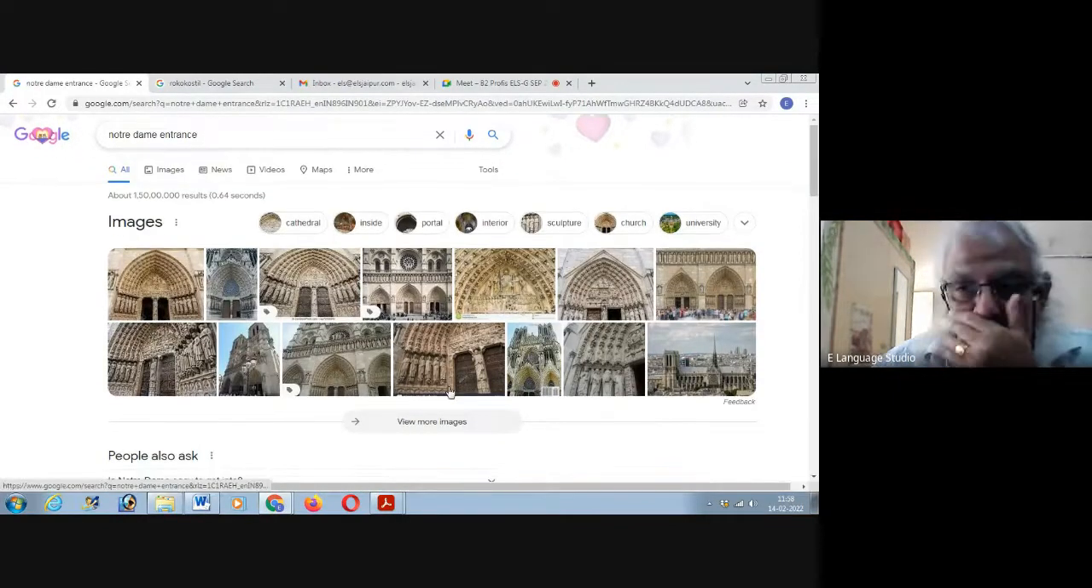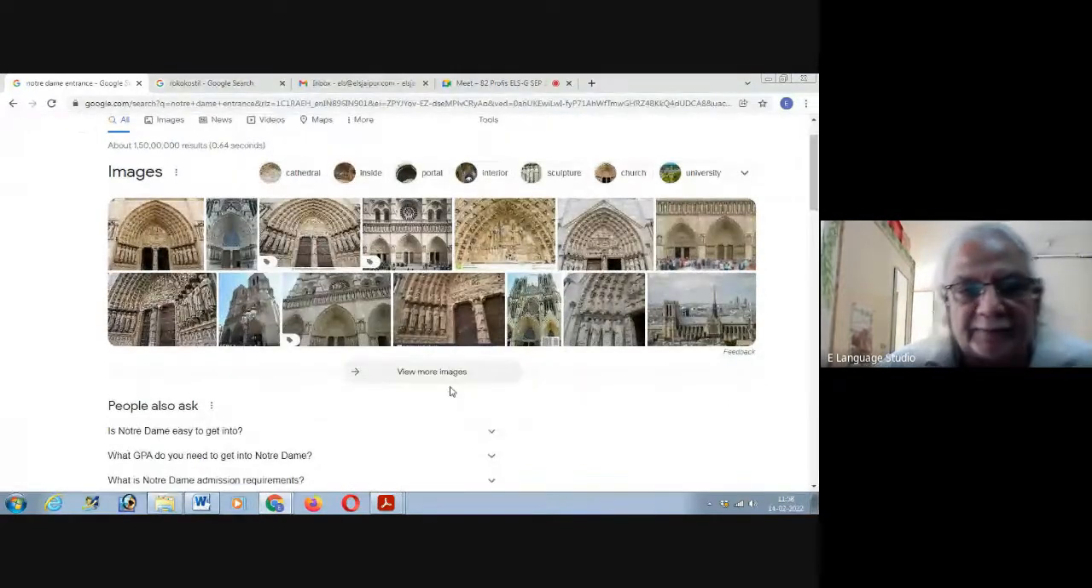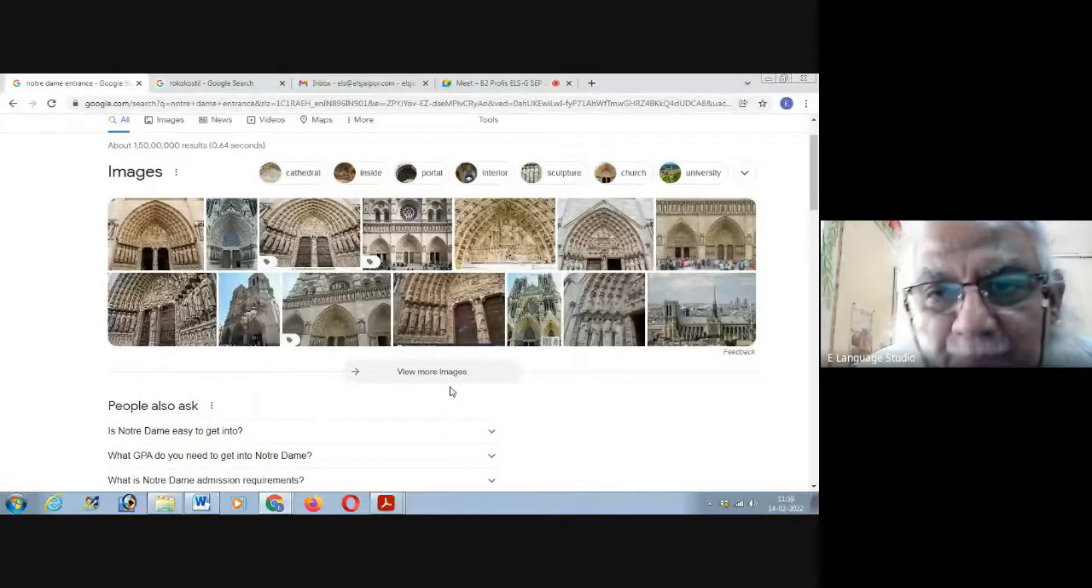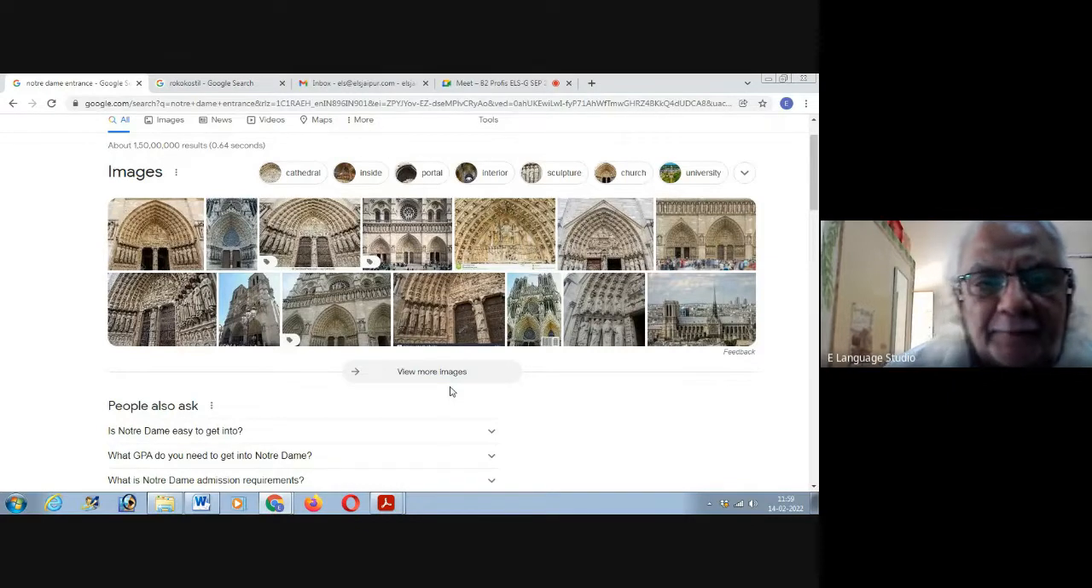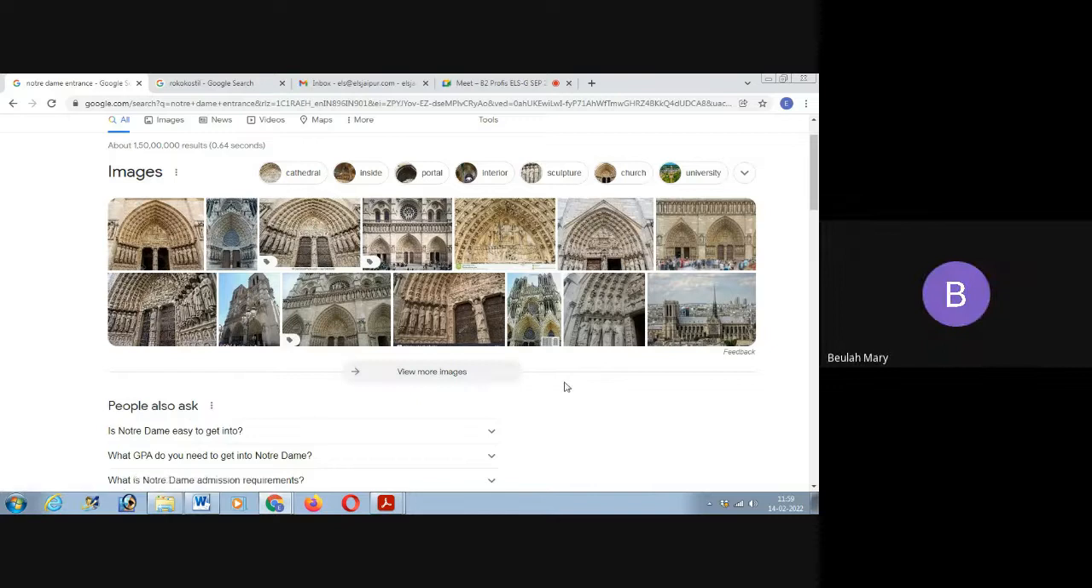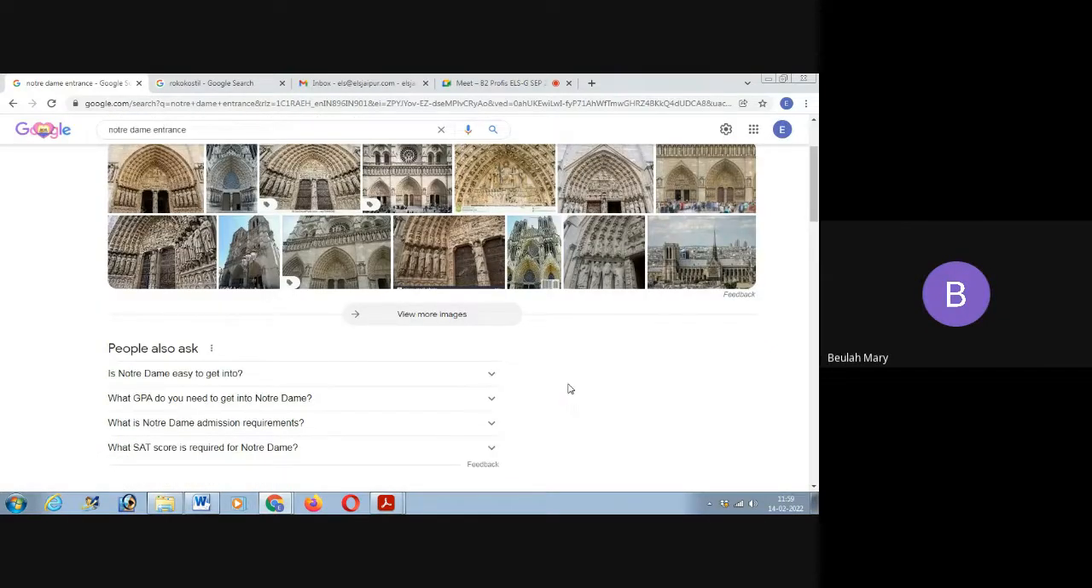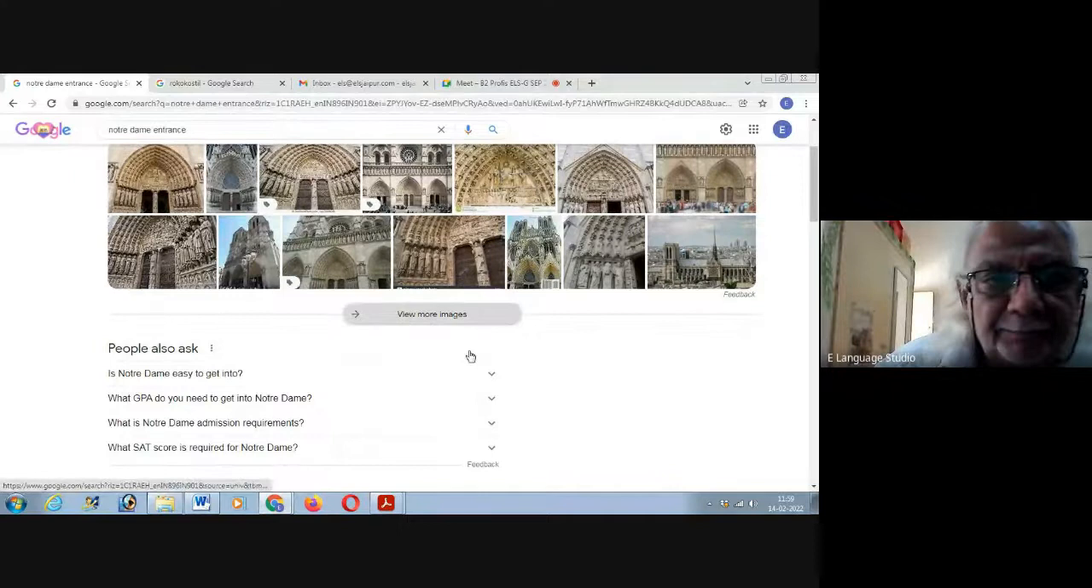Yeah, got it. See the building? Baroque. This is being renovated, by the way. It was burnt, remember? 3 years ago? Yeah, it caught fire 3 years ago. This is the Notre Dame.